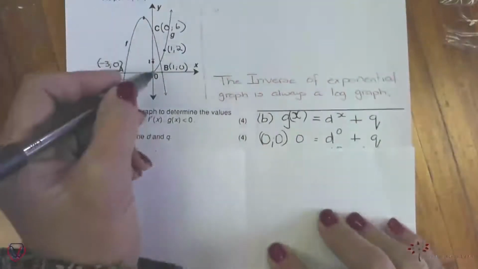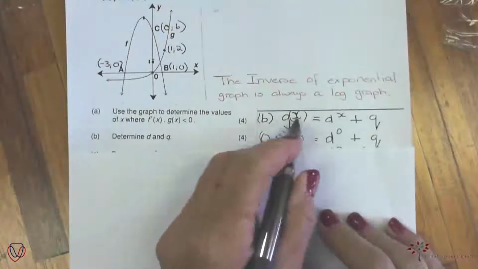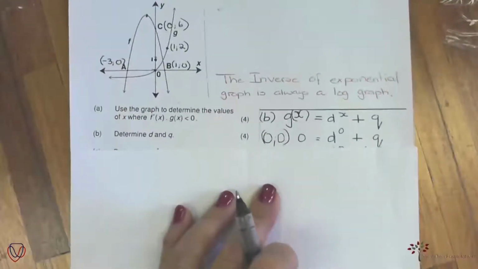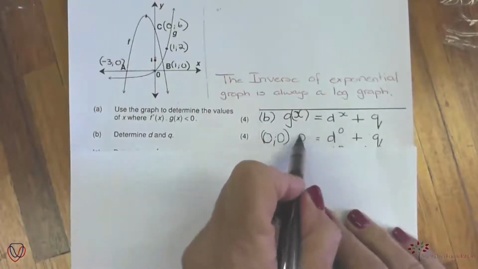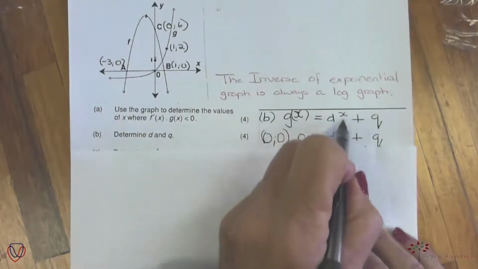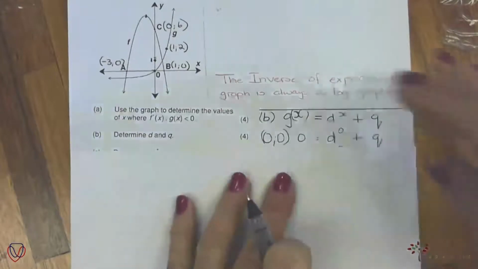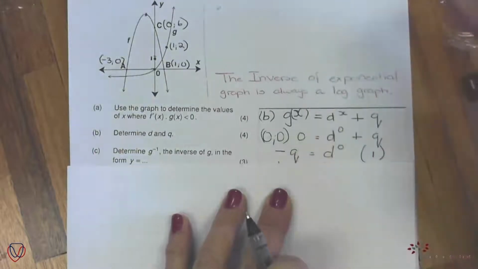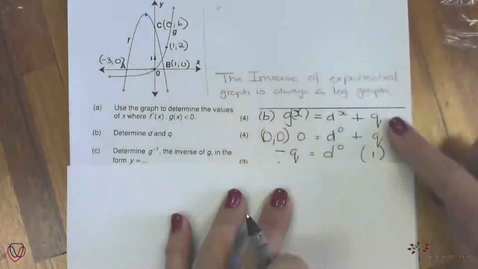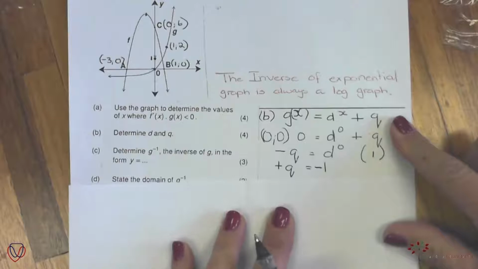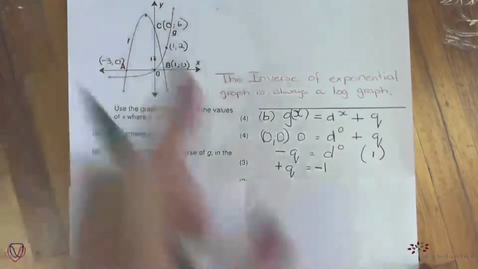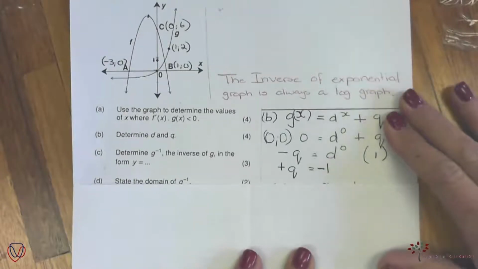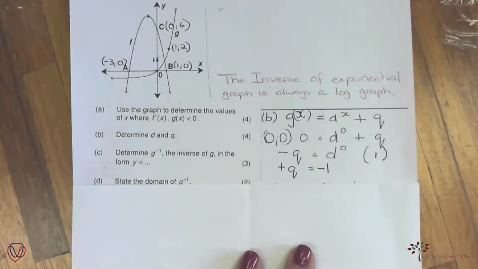So you substitute (0; 0) into g(x) because it goes through that point. So that point is on the graph. And you will get 0 is equal to d to the power 0 plus q. Now d to the power 0 is 1. So 1 plus q is 0, so q is negative 1. Did we say that when we looked at the sketch? Yes, we did. Wonderful, people. There you've got q. So this simultaneous equation is very easy.